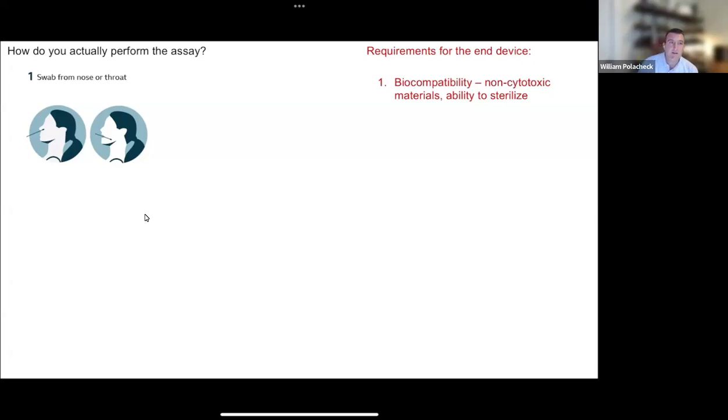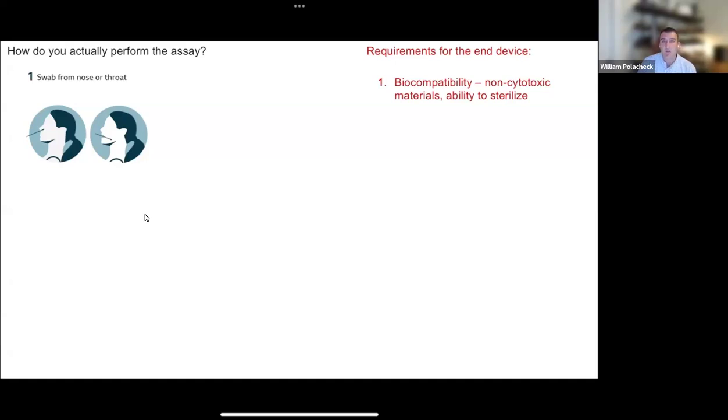So what we need from a device or a system to test for SARS-CoV-2, at the most basic level, it's obvious, is this biocompatibility, so that these materials are not cytotoxic. They don't kill. In this case, in the SARS-CoV-2 assay, we're not really caring about mammalian cell survival.